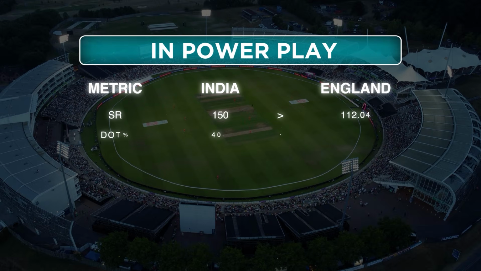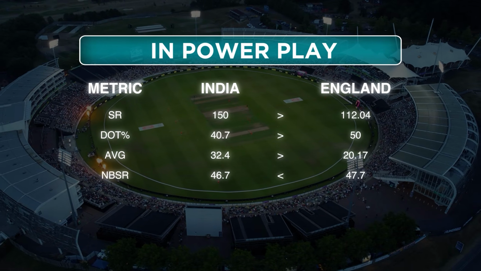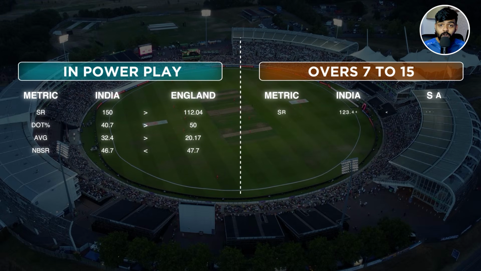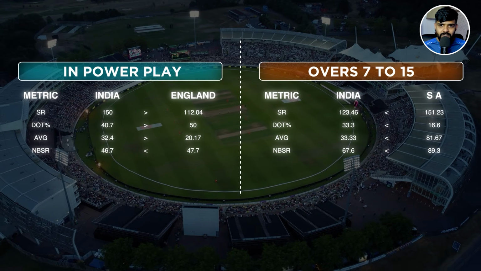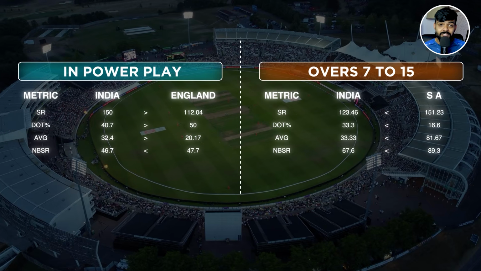We average 32, we strike at 150, our dot ball percentage is in the 40s. Of course, a non-boundary strike rate is where we lose again. But if you look at the overall numbers, we still are better than them in the power play. But this time around, we didn't go on to win the series. And that is because of how much better the middle order of the England team were as compared to the Indian batters.